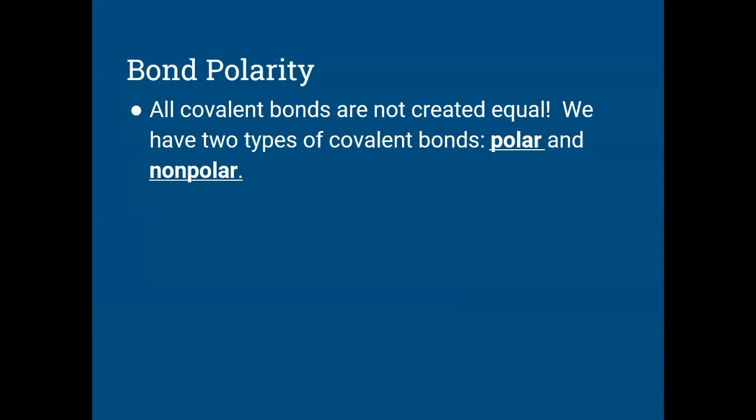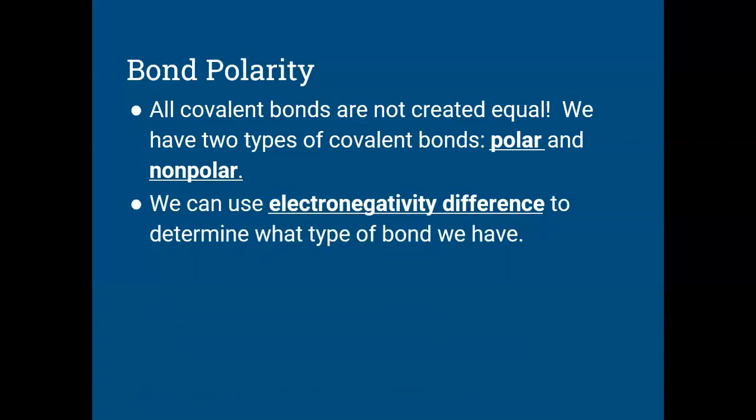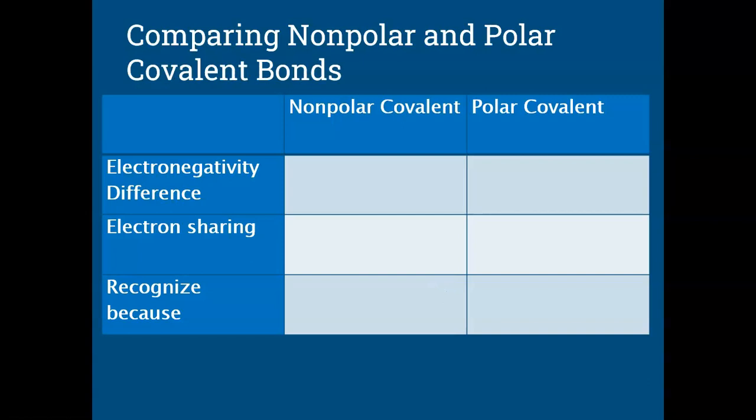So, all covalent bonds are not created equal. We have two types of covalent bonds, polar and nonpolar. We are going to use electronegativity difference between atoms to determine what type of bond we have. Now, comparing these, nonpolar covalent bonds have an electronegativity difference of 0. Polar covalent bonds have an electronegativity difference of greater than 0.